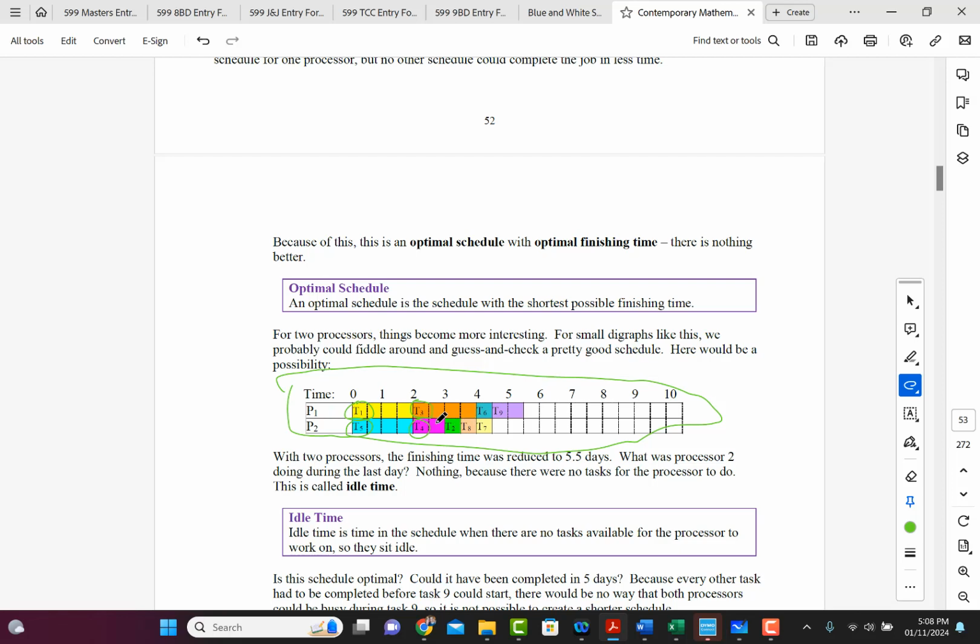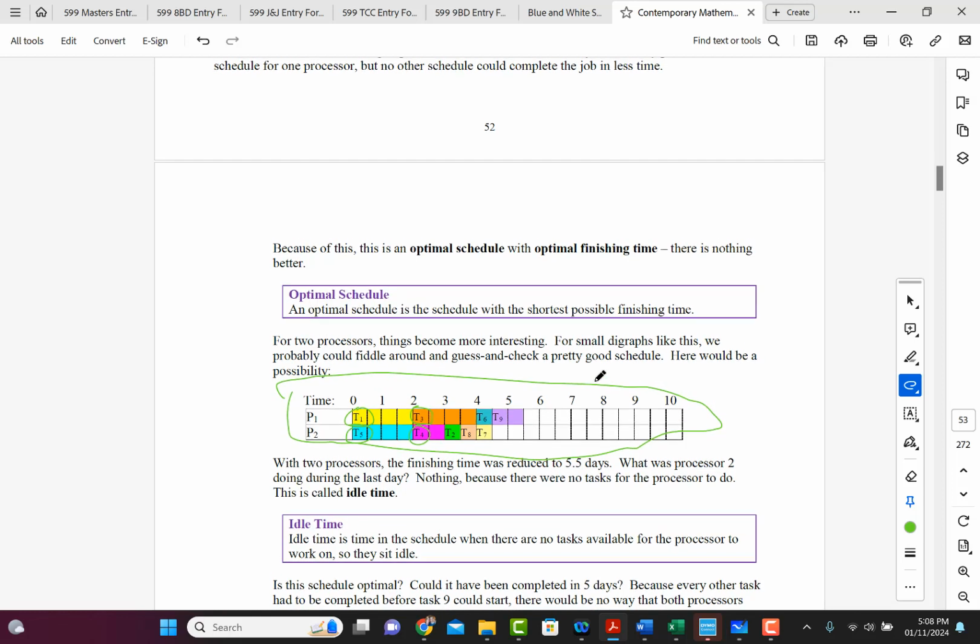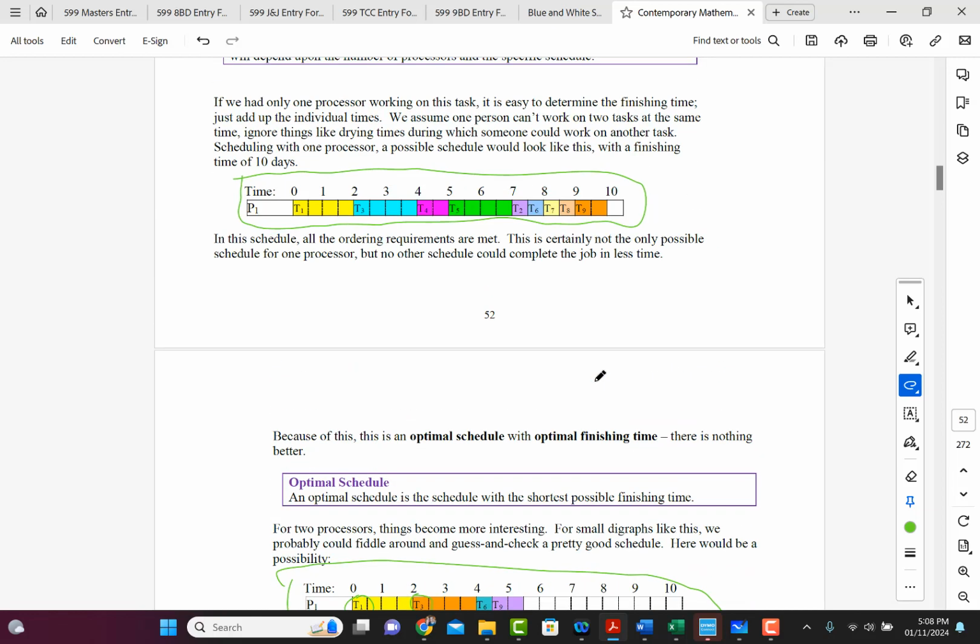Okay, and then while processor 2 is done with 4, that can lead to tasks 2 and 8, which take a half a day. And then when processor 1 starts task 6, processor 2 will be starting task 7, and so on and so forth. So to finish the job, it would take 5.5 days. I'm sorry, I keep saying hours. These are days.